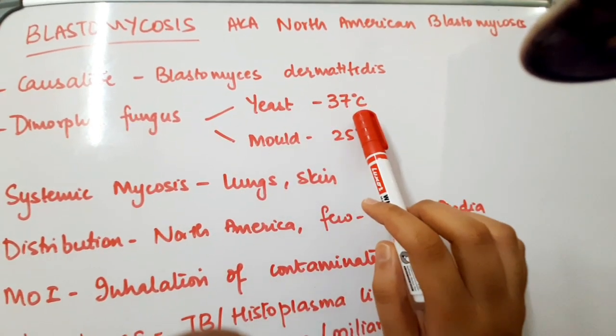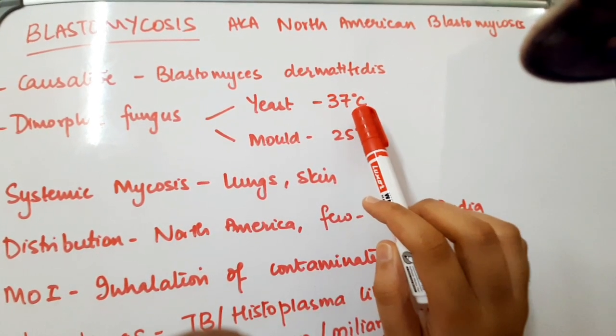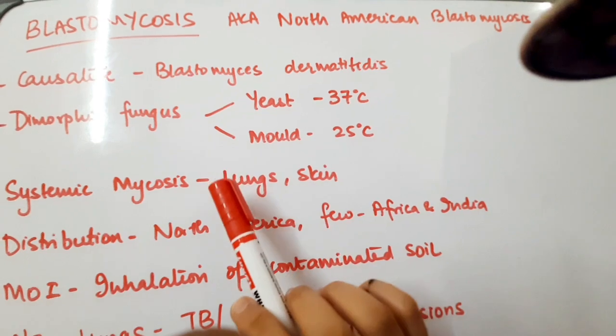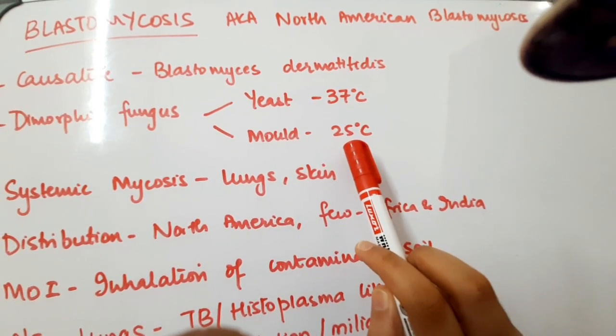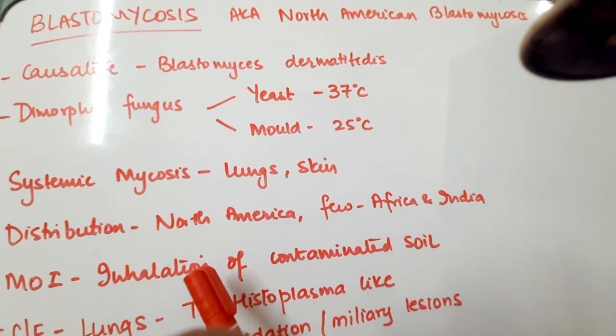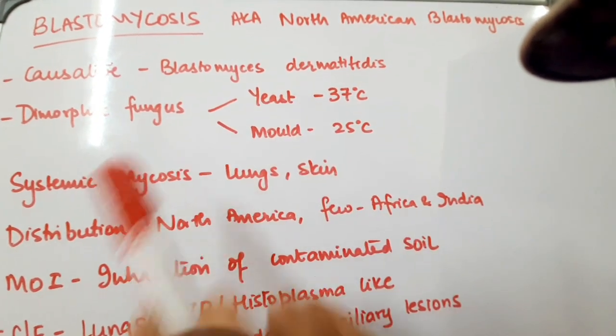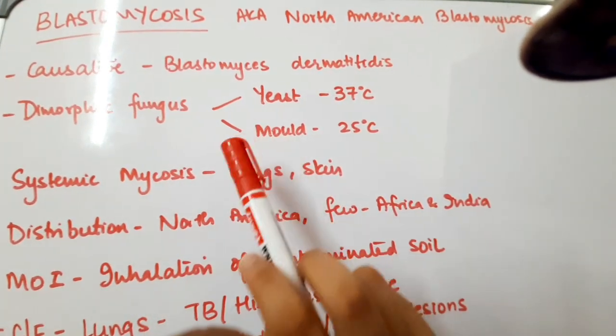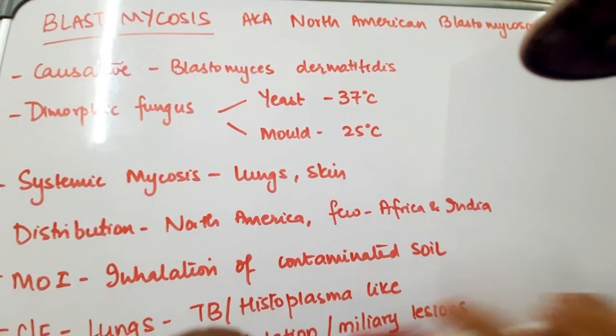At 37 degrees Celsius, which means at body temperature, it exists as the yeast form, and at 25 degrees Celsius, which is at room temperature, it exists in the mold form. So blastomyces is a dimorphic fungus which exists in two forms, yeast and mold.